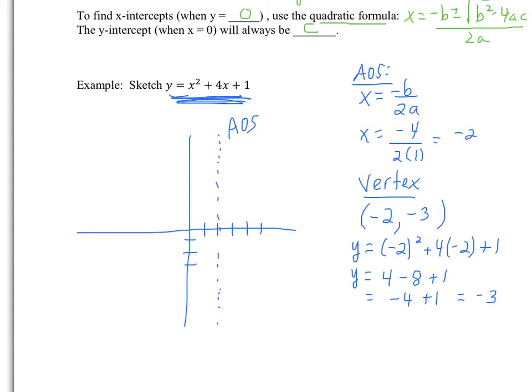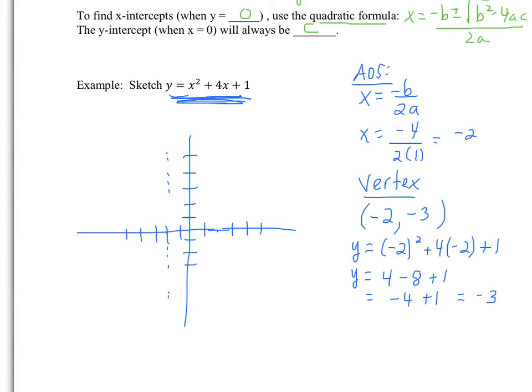So I'm going to plot this point. Negative 2, oops, I'm over on this side. I just made a mistake with my axis of symmetry. Sorry about that. Should have gone on the other side. Hopefully you used a pencil. I don't feel like starting this video all over, so sorry, you're just going to have to deal with it.